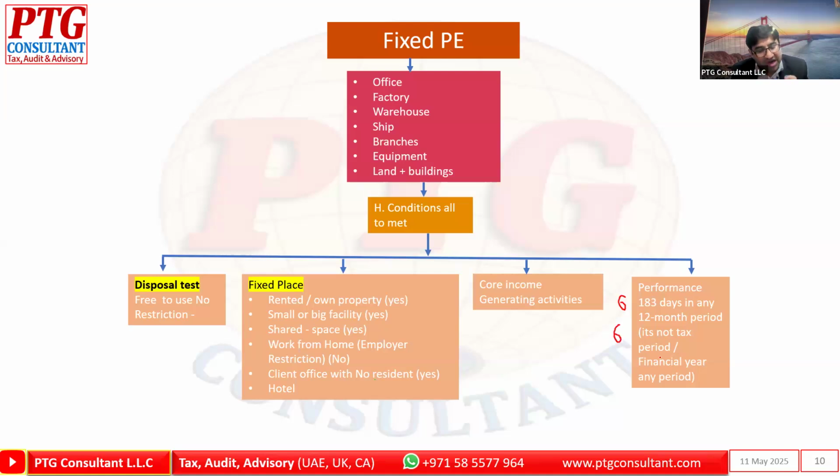We will not say, okay, my financial year is January to December, even in 24, so I have to count from January till December, and this is the 12 months you have to work. No, they are saying at any point of time in the previous 12 months, if your presence is more than 6 months, then you will meet the condition of PE.